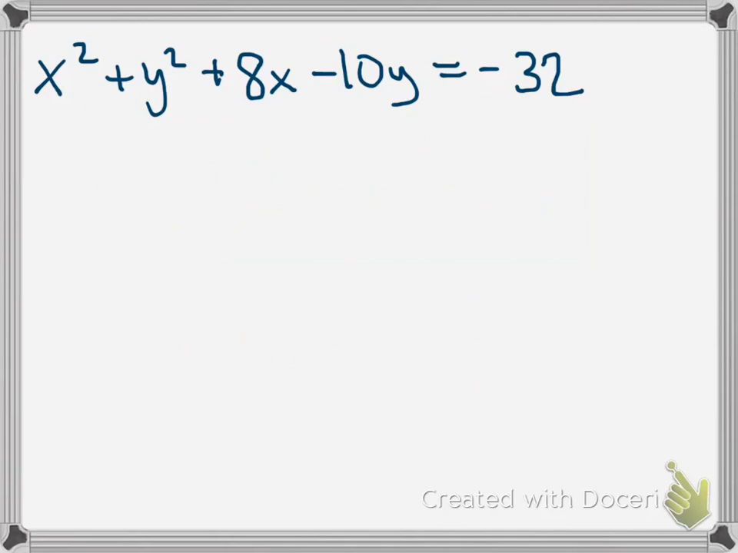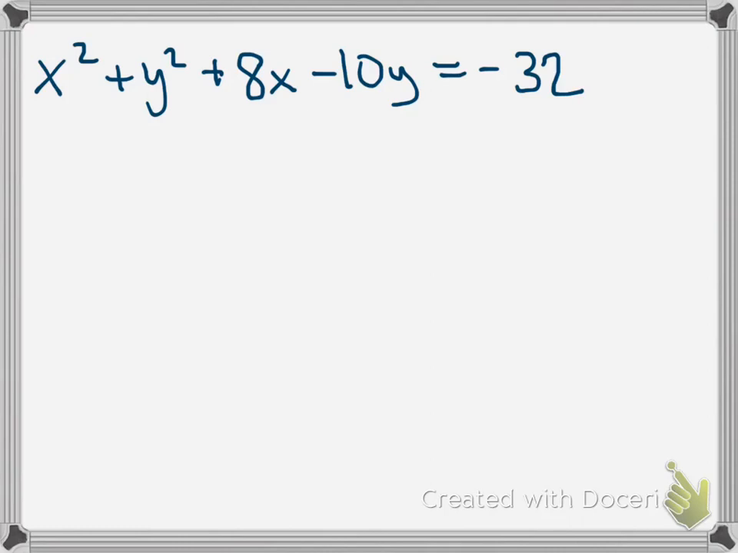So another example where we complete the square is when we want to rewrite a circle from standard form into its graphing form. And so here's an example. This is the equation of a circle in standard form, and we're going to rewrite this into graphing form using the process of completing the square.